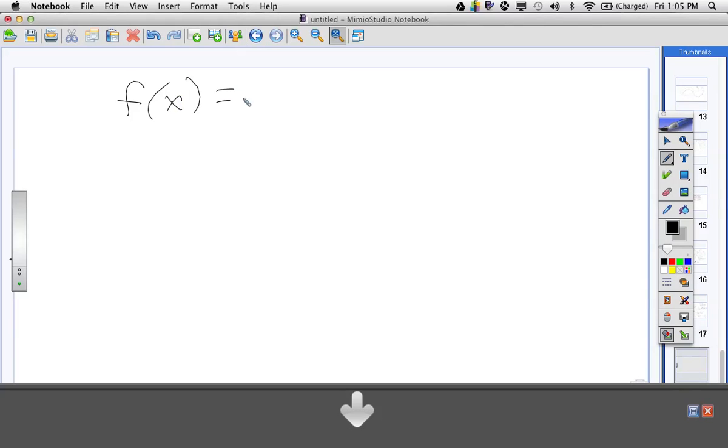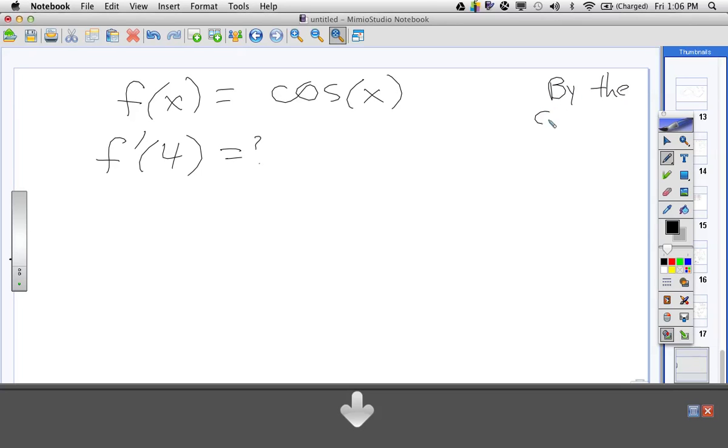Let's say f of x equals cosine of x. And we want to find f prime of 4 by the definition. So, get that started. Get it started. Which should be the same start that you had on the last one.